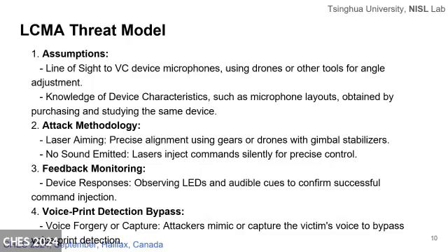For the attack methodology, the lasers must be aimed precisely, just as I said. To confirm the success of their attacks, attackers can monitor the feedback of the devices, such as when we speak to our smart speakers, they turn on the light and then give us a voice response. Finally, in systems with voiceprint detection, attackers may bypass these security measures by either forging the victim's voice or capturing a real sample to mimic it.